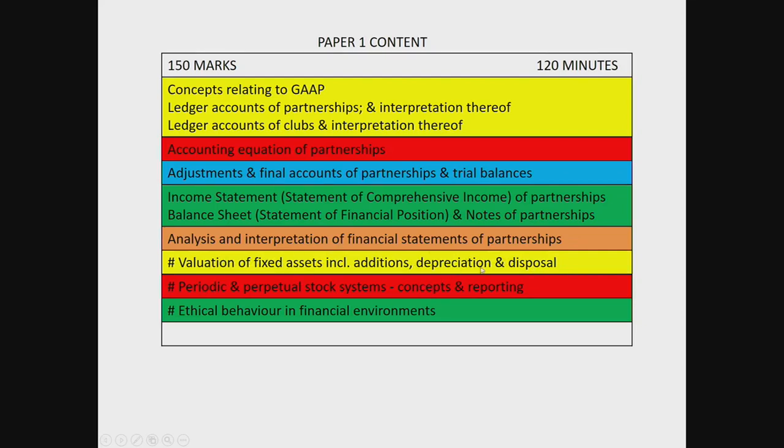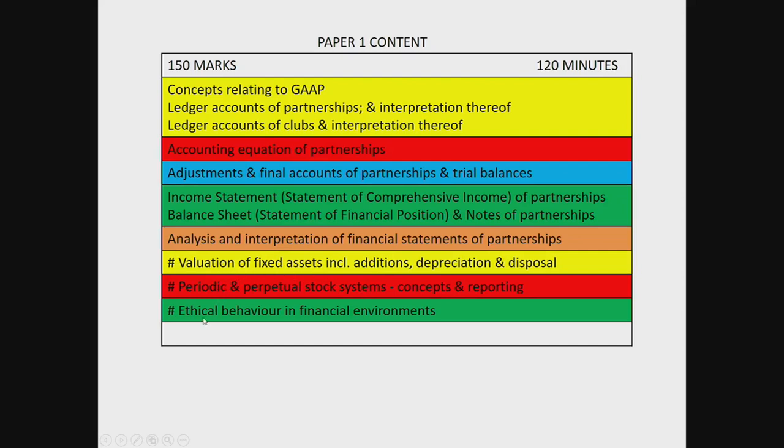We have the concepts and the reporting. We have the purchases account replacing the trading stock account. The theory regarding the periodic and the perpetual. The perpetual, you can determine the value of the trading stock at any time. With the periodic, you have to do stock taking to determine the value. So those are the things that could be asked in either paper.